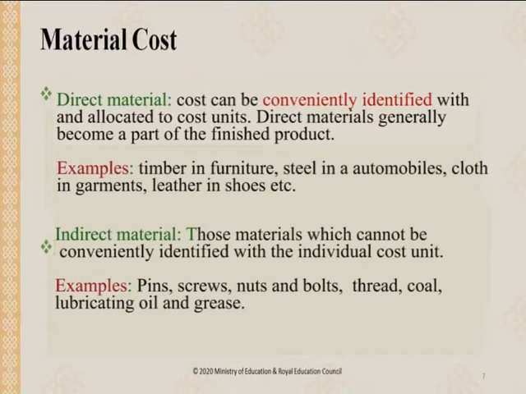Okay, next we have indirect material. Those materials which cannot be conveniently identified with an individual cost unit, such as pins, screws, nuts and bolts, thread, coal. Then we have lubricating oils and grease and so on. So these are considered as indirect materials. They do not become a part of the finished product, and they are relatively used in smaller quantities. So therefore they cannot be conveniently identified with a particular or an individual cost unit. So that is what we have with regard to direct material and indirect material.